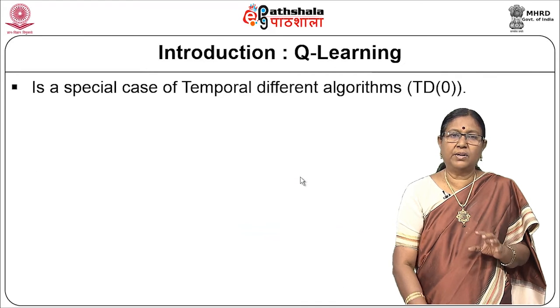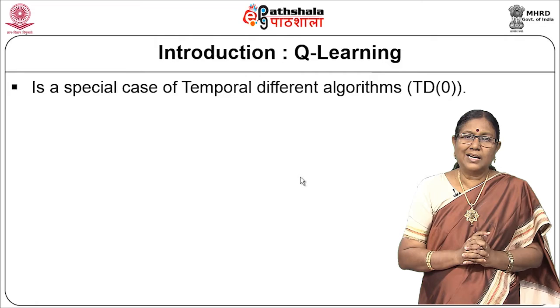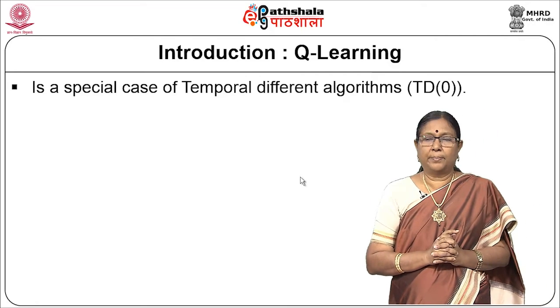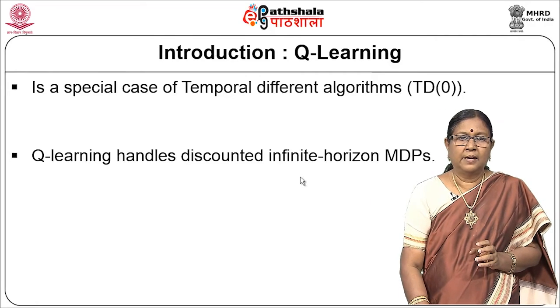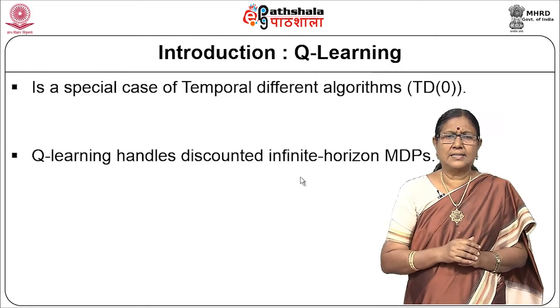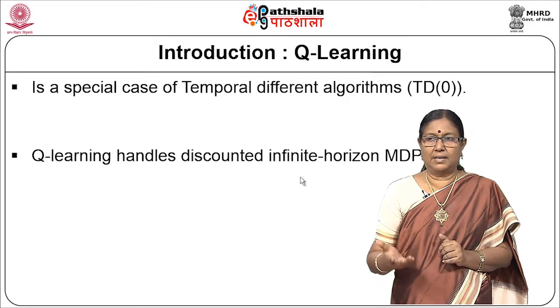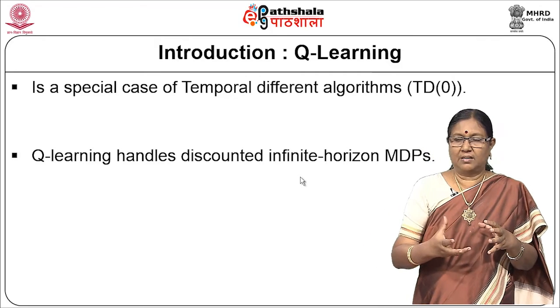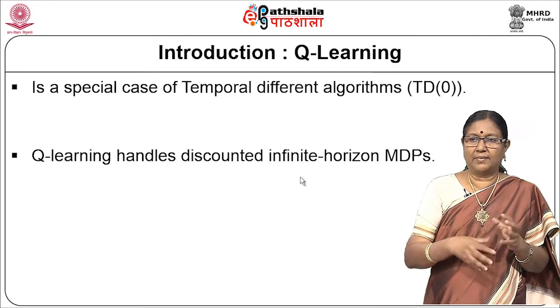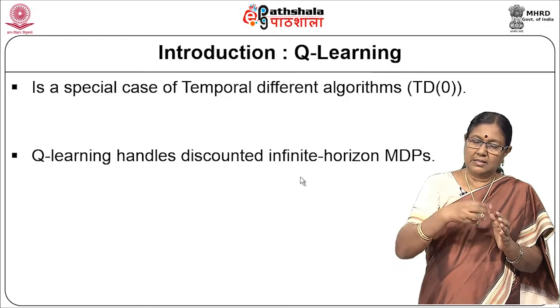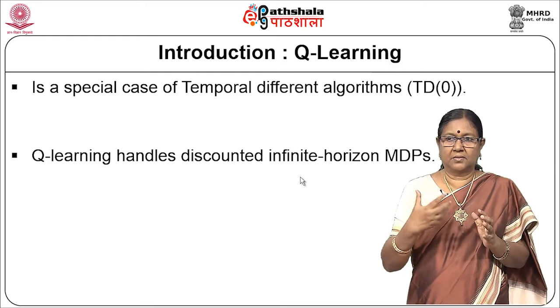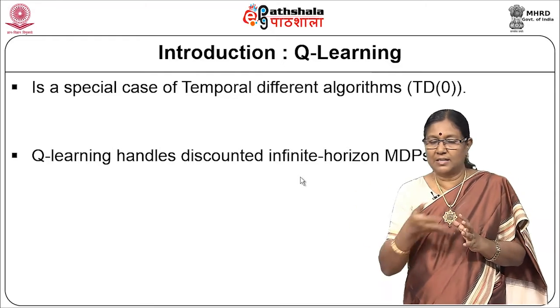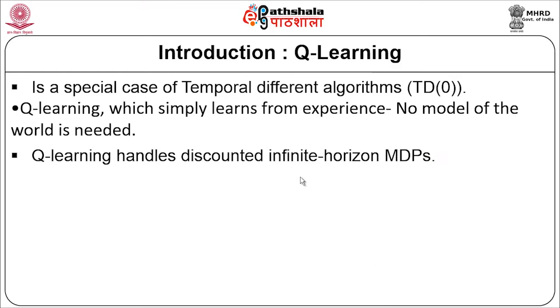And now we talk about Q learning. Q learning is actually a special case of temporal difference learning, TD, and Q learning handles discounted infinite horizon MDPs. We know what infinite horizon is, and we know discount: we have a gamma value, and the reward keeps on decreasing as you go along to the infinite horizon. Q learning simply learns from experience.